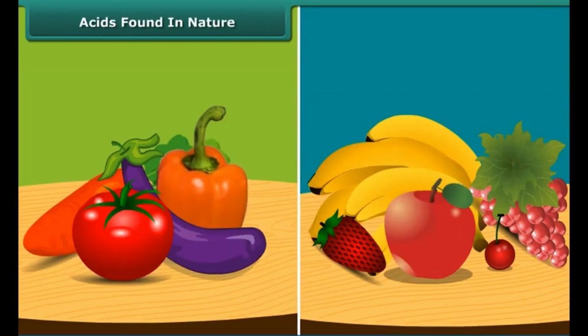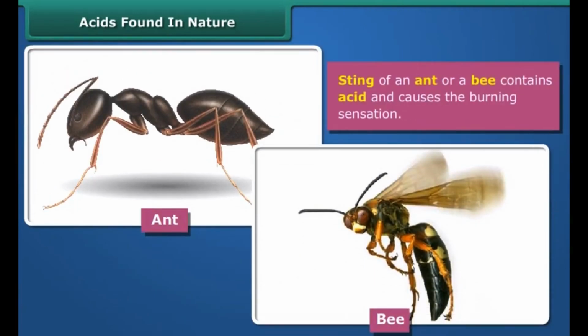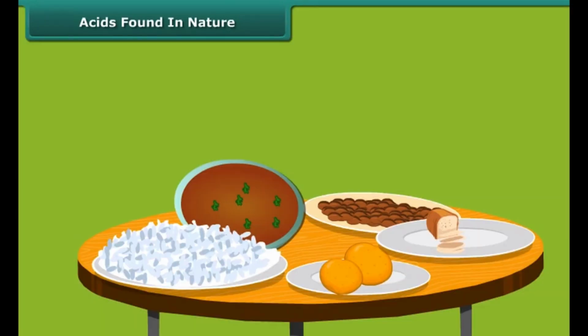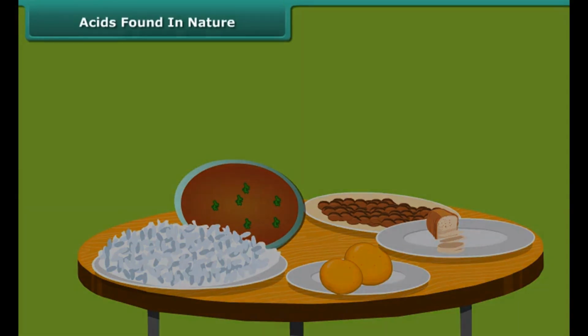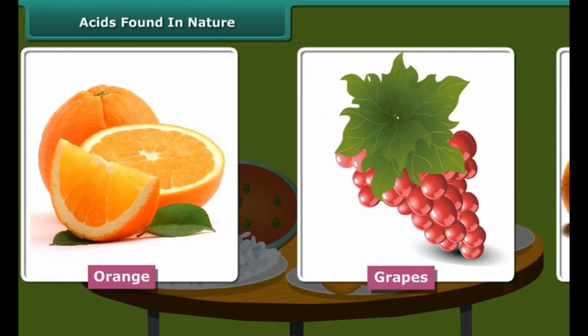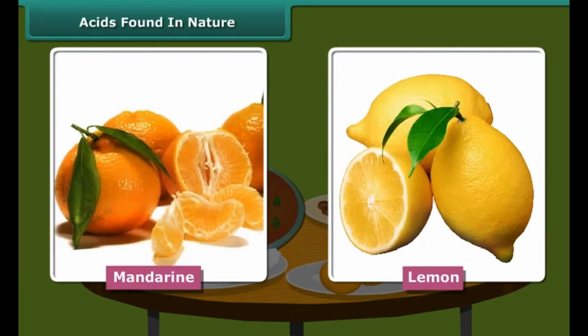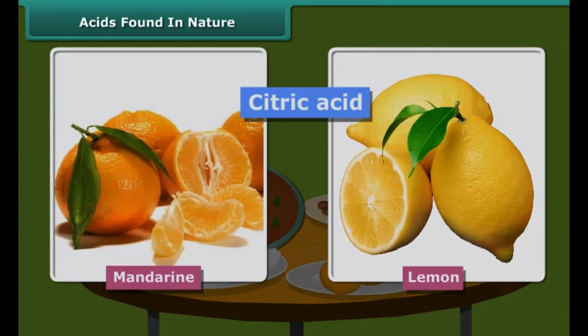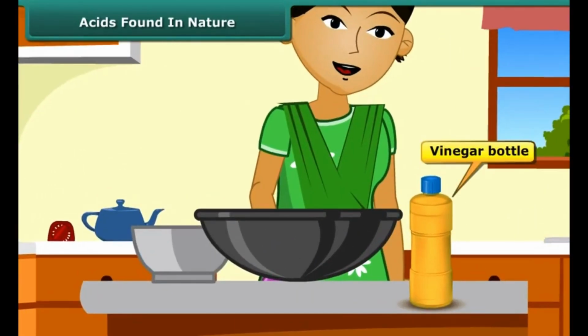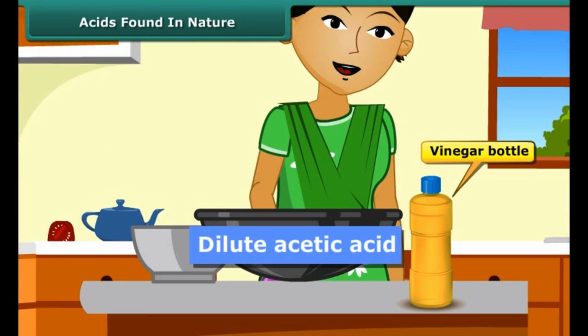Acid is found in natural substances like fruits and vegetables. Have you heard that the sting of an ant or a bee contains acid and causes the burning sensation? Different food items contain different acids. Citrus fruits like orange, grapes, mandarin, lemon, etc. contain citric acid. Vinegar found in our kitchen is dilute acetic acid.